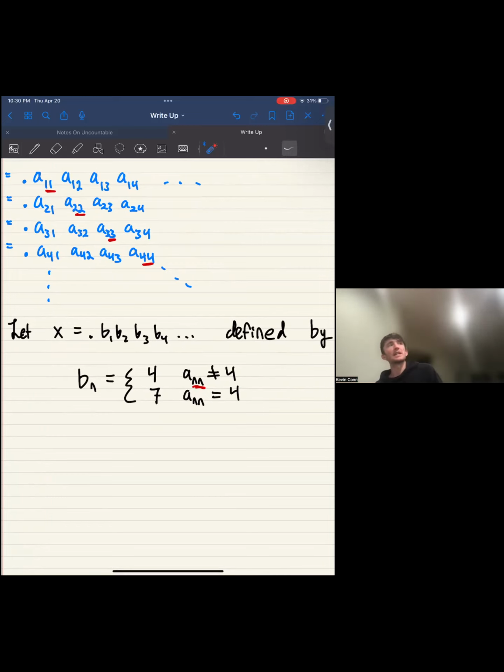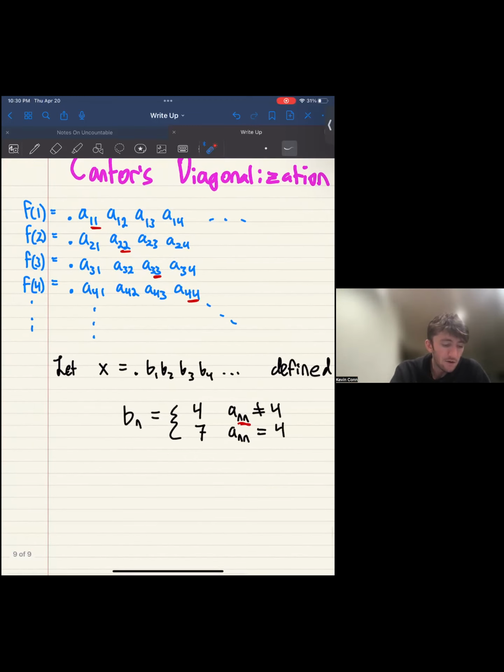We'll look at a_nn. If a_nn is a 4, that number will now be a 7. We will change that number into a 7 and add it to our x. If it is not a 4, we're going to make it a 4. So what this does is, since a_nn, these will be the same, we're just going to move along this diagonal forever.